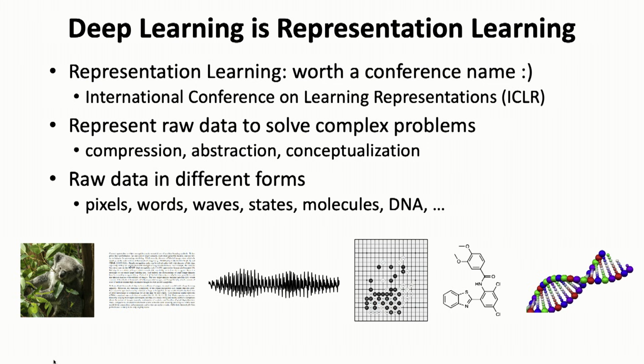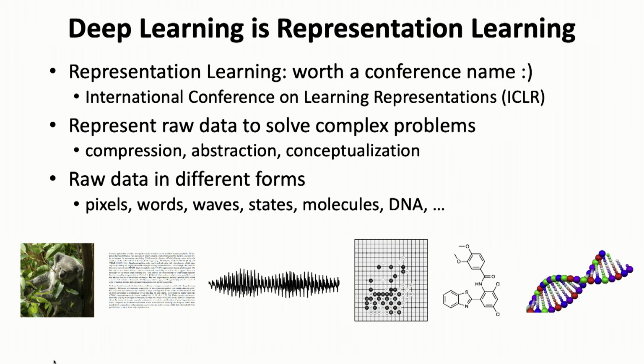Then why representation learning is important? Representation learning is a common problem that can be shared across many applications in many areas. A common goal of representation learning is to transform the raw data into some high-level representation space. And we will have better compression or abstraction or conceptualization in the representation space. And when the computer algorithms are operated on that representation space, they can solve very complex problems way more easily.